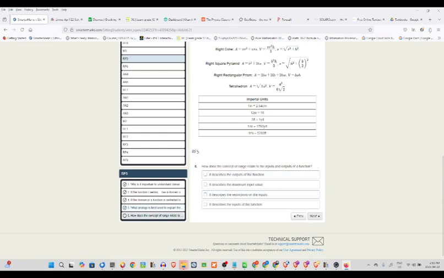How does the concept of range relate to inputs and outputs? The range is the set of all outputs of the function. It has no bearing on the input value, so B and D are out. And it doesn't describe the restrictions on the inputs either. It's all about the outputs. So B, C, and D can be eliminated quickly. This wraps up our conversation about domain and range.